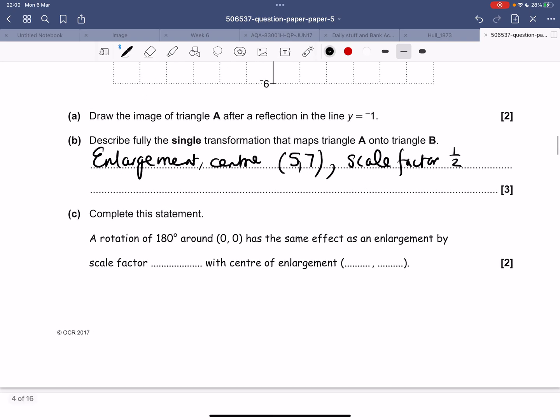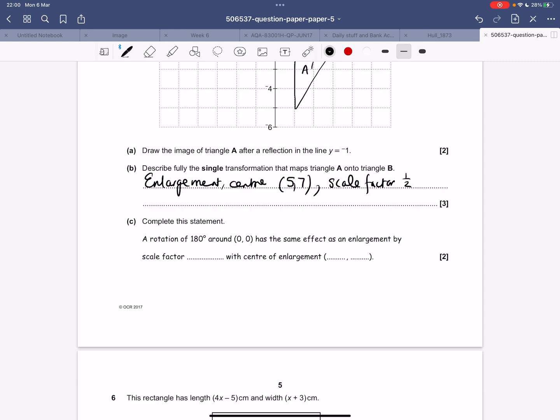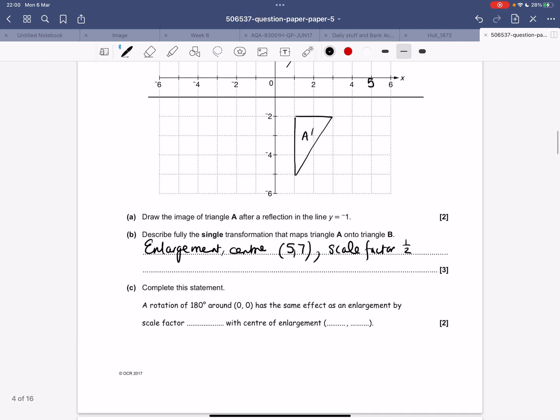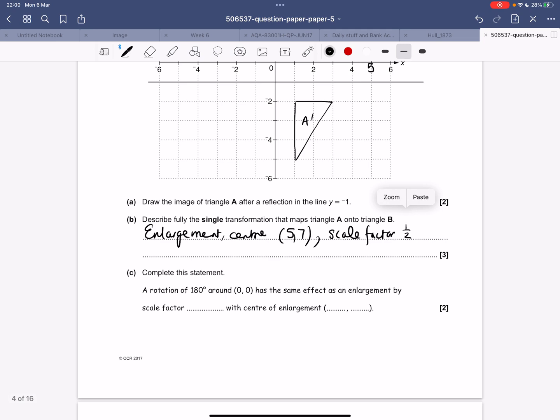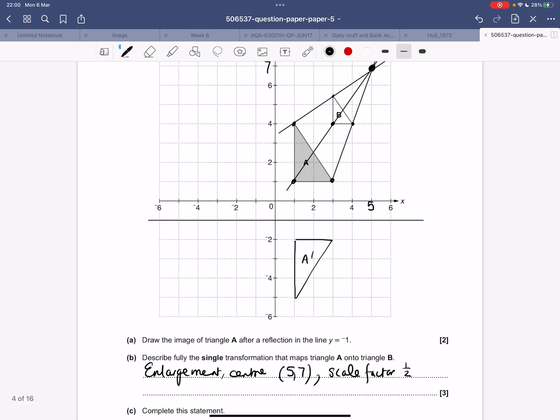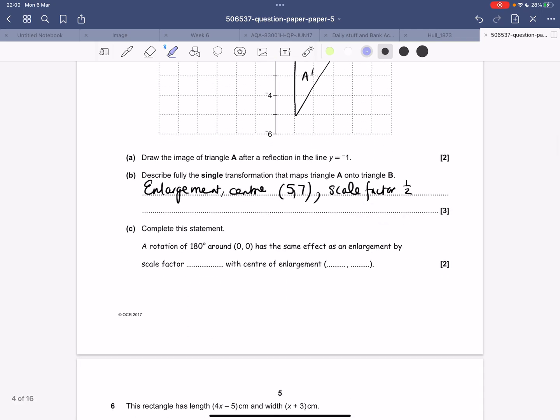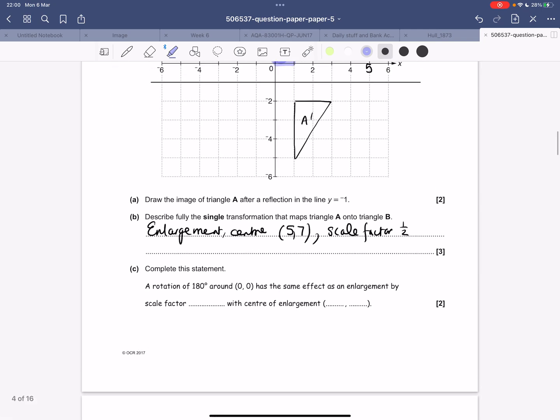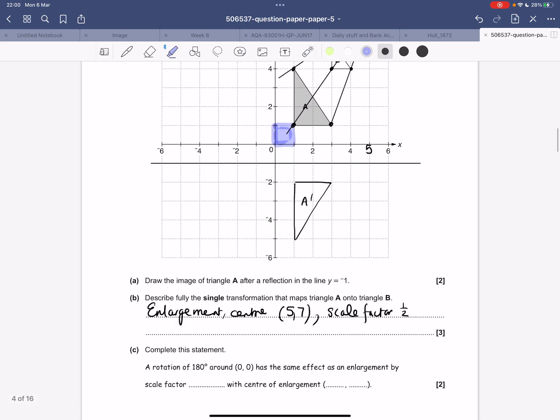Okay, next one, complete this statement. A rotation of 180 degrees about 0 has the same effect as an enlargement by scale factor something with centre of enlargement something. So I can draw one on here. I'll do it with a different colour. Right, so what does it say? A rotation around 0, same effect as an enlargement.